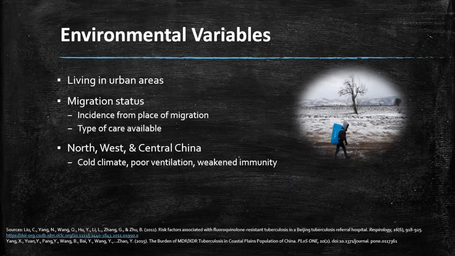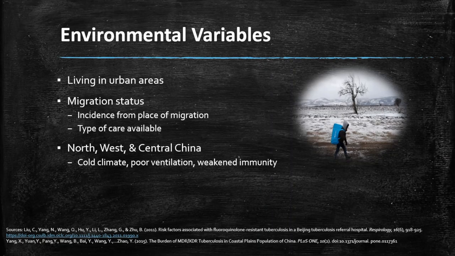Another variable that increased vulnerability to acquiring drug-resistant tuberculosis was environment. Some of the environmental variables were living in urban areas, migration status, and living in northwest and central China. Migrants may have a higher prevalence rate because of the incidence rates from the place of migration. So where they're coming from, there might already be higher tuberculosis rates, and the type of care available outside of China might not be as good.